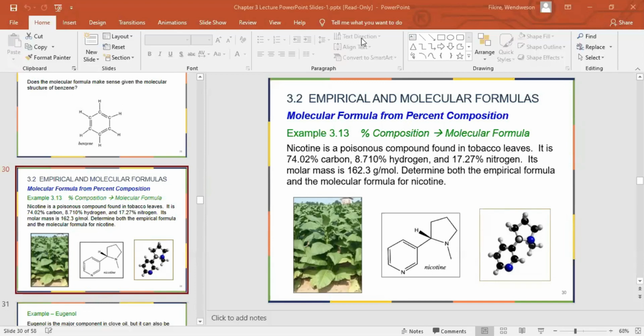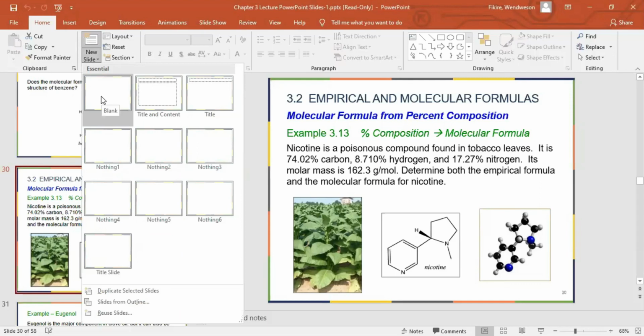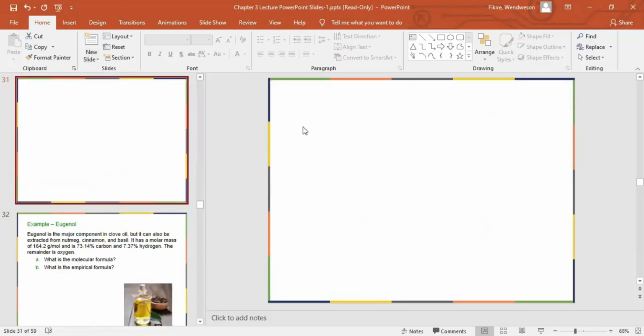We have 74.02% carbon, yes, right? Hold on. You have the note. I'm going to create a new slide and you're going to tell me the numbers, Sylvia. The carbon was 74.02%. Okay, and what else? Hydrogen was 8.71 grams, and nitrogen was 17.27.